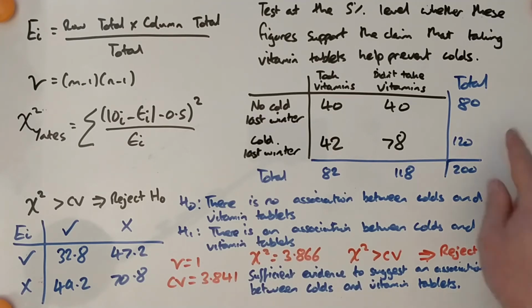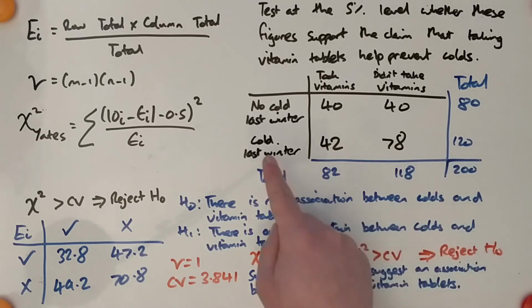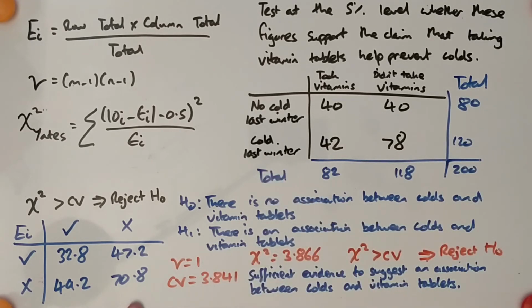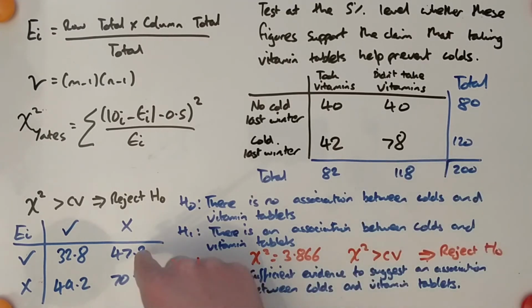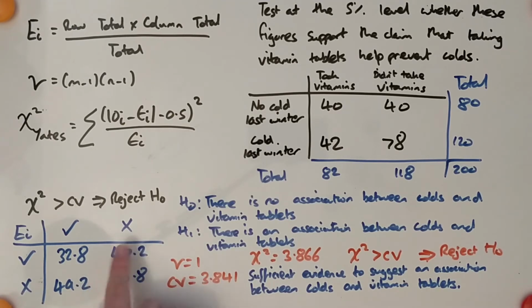So as normal, add the totals on, work out our expected values. Again, remember you only really need to work out this one. So this one would be 80 times 82 divided by 200, and just work out the other ones by taking them away. So that one's 80 take away 32.8. This one's 82 take away 32.8, and that one could be the other totals take away one of the other ones. Degree of freedom is 1.